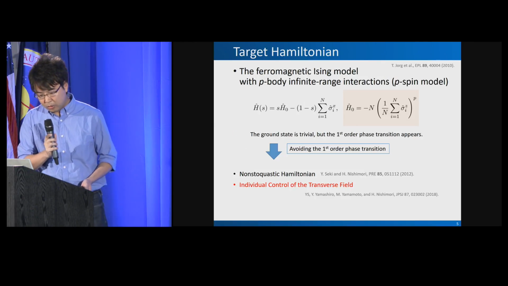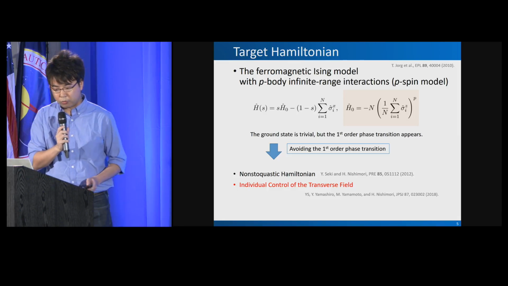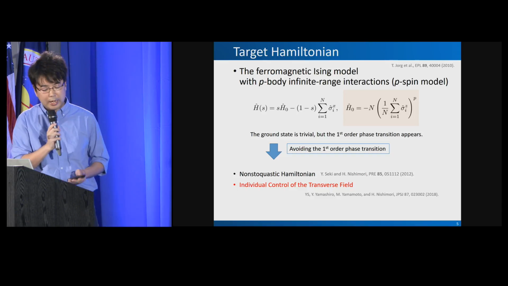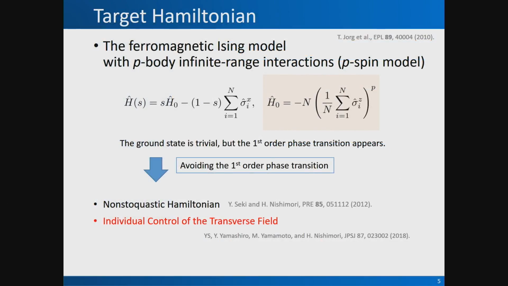So we set the target Hamiltonian now. In this presentation, we consider the p-spin model as the target Hamiltonian. It's a simple form, this one. When we set this p-spin model as the target Hamiltonian, the system has a first order phase transition in the course of the quantum annealing. Although the ground state is trivial, it is difficult for quantum annealing to solve. So we want to consider a way to avoid the first order phase transition.